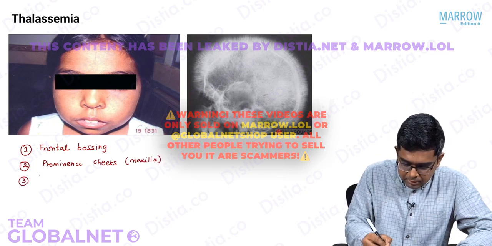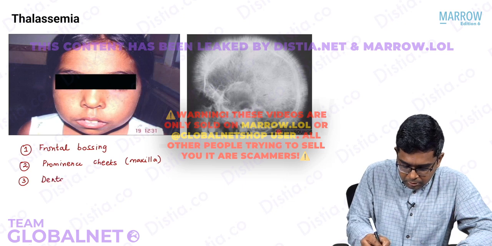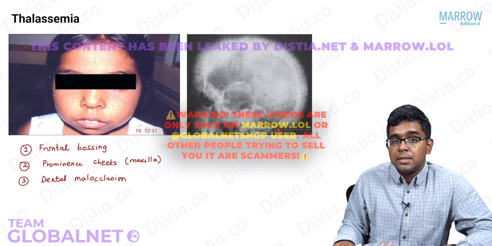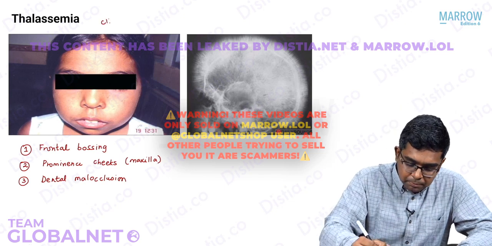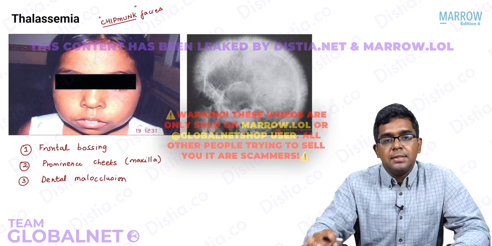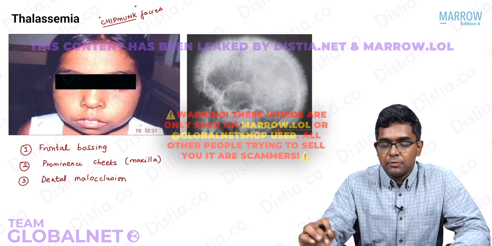Third is there is dental malocclusion, again due to expansion of the jaw bones. And this characteristic appearance is what we call the chipmunk facies. Okay, right? This is the name given for thalassemia facies.